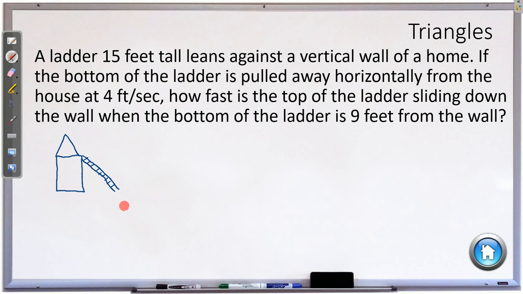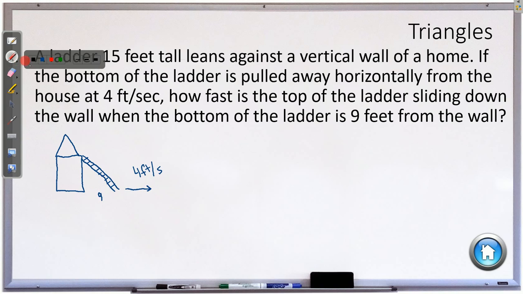And the bottom of the ladder is pulled away horizontally 4 feet every second. How fast is the top of the ladder sliding down the wall when the bottom of the ladder is 9 feet from the wall? So it's going to be pulled out until this is 9 feet down here.